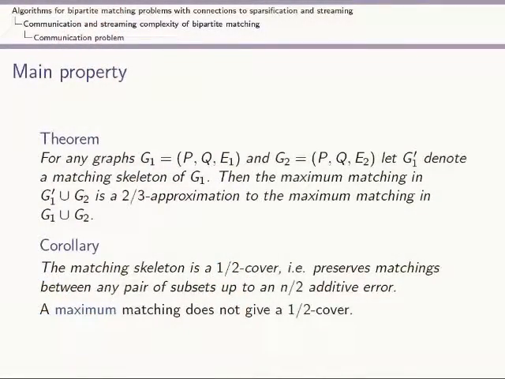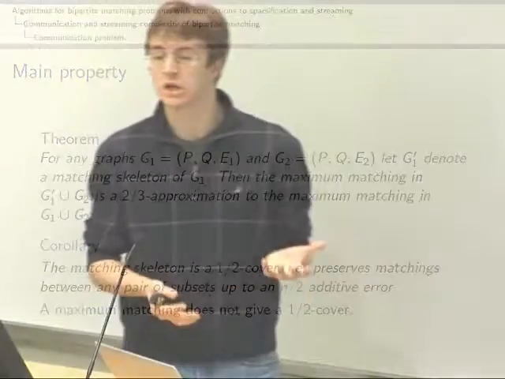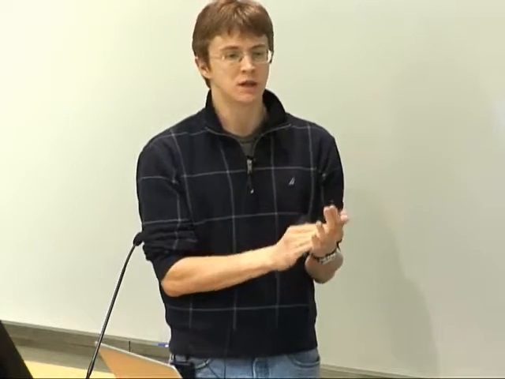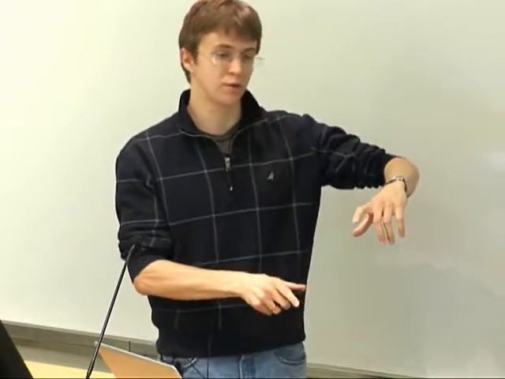Now, I have to skip the proof of the main property, but the main property is the following. Suppose that we have two bipartite graphs, G1 and G2, and we're interested in the maximum matching in the union of these two graphs. Now, if we instead replace the first graph with its sparsifier, with the matching skeleton, then what we get is a two-thirds approximation. So this is the main property, and one can, in fact, derive from this property that the matching skeleton is a half cover. What this means is if we have a graph with n vertices on each side, then the matching skeleton of this graph will preserve the sizes of matchings between any pair of subsets up to an additive n over 2 term.